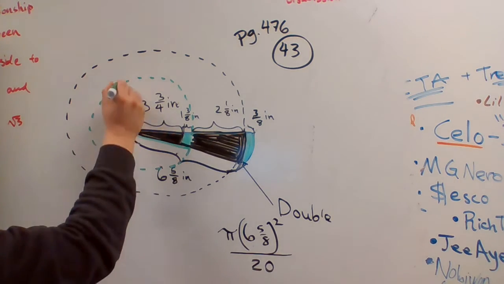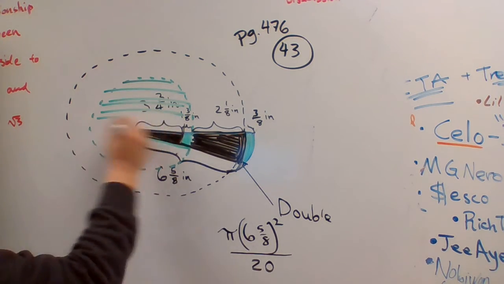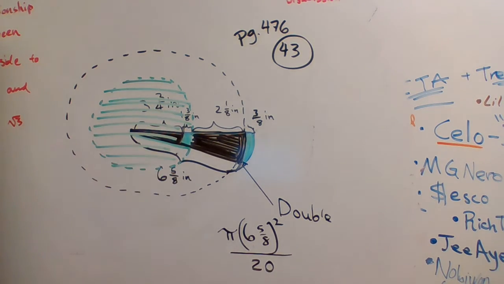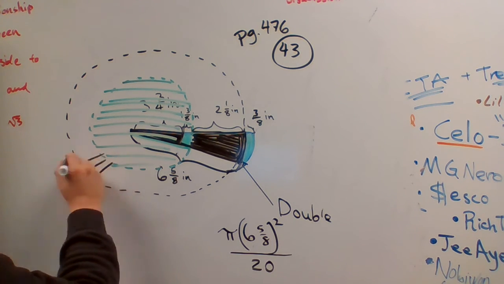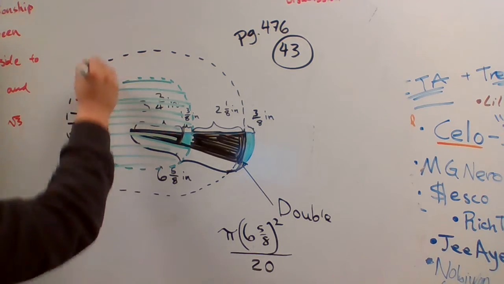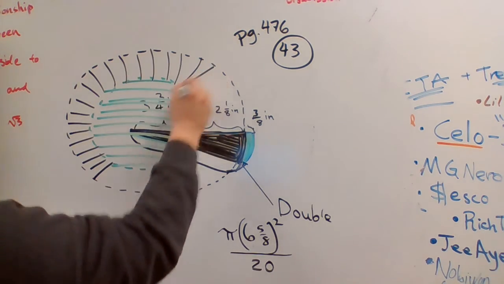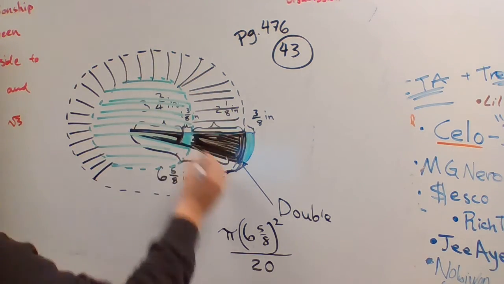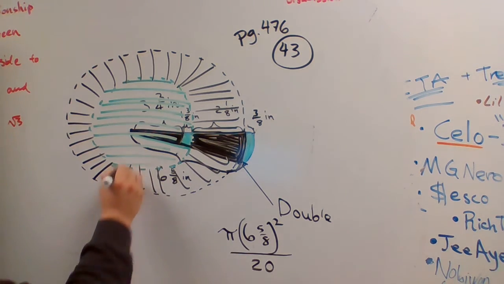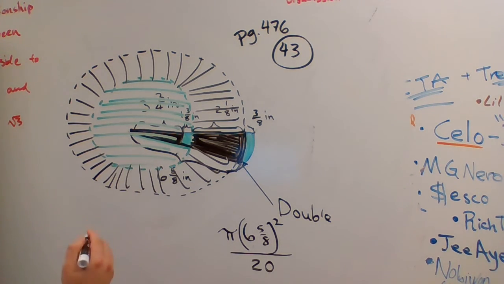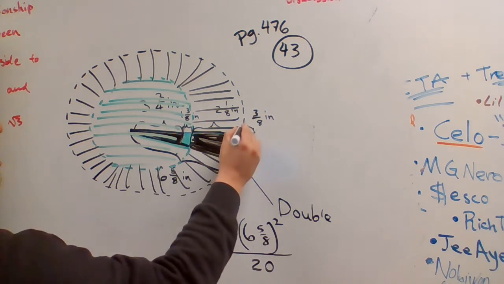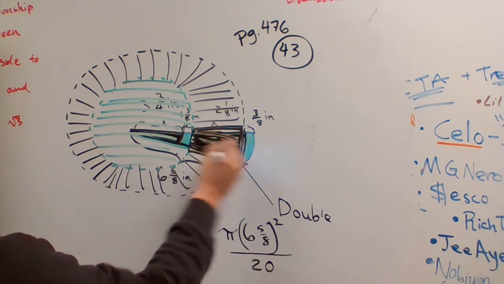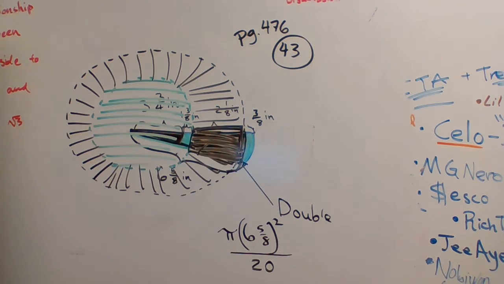Once I subtract this area, I will be left with the area of this right here. So we're not done yet. We can't just take the area of that outer circle and subtract the inner circle. Then when we're done, if we just want to get this chunk, we once again have to divide by 20.